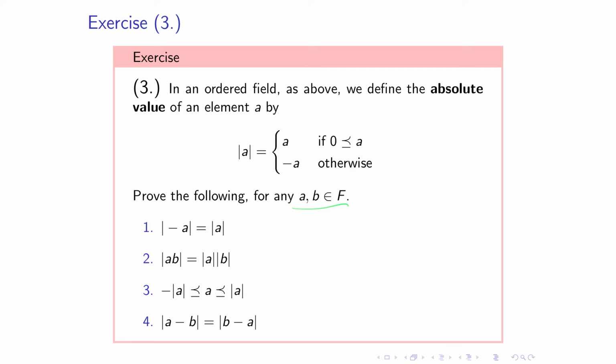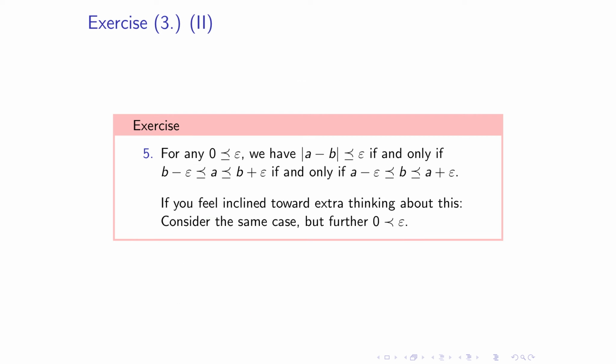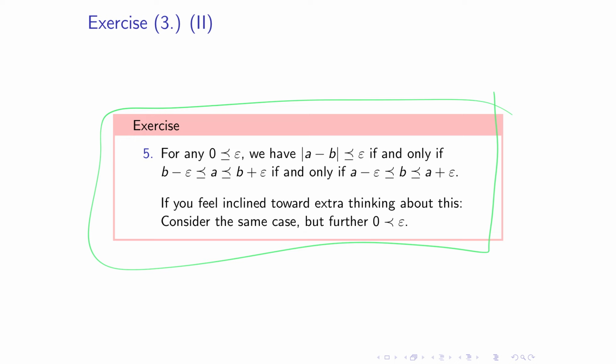Now, let's take any two elements, A and B, from our ordered field, and all of the following facts, and I think there's one more on the next page, all of these things follow from being in an ordered field. And that's the last exercise, so in a minute I'll start showing my solutions.